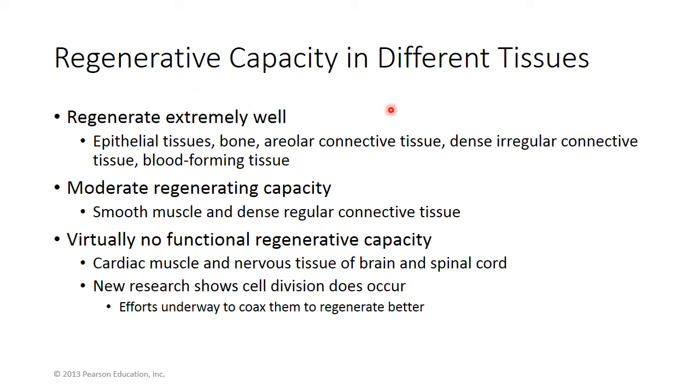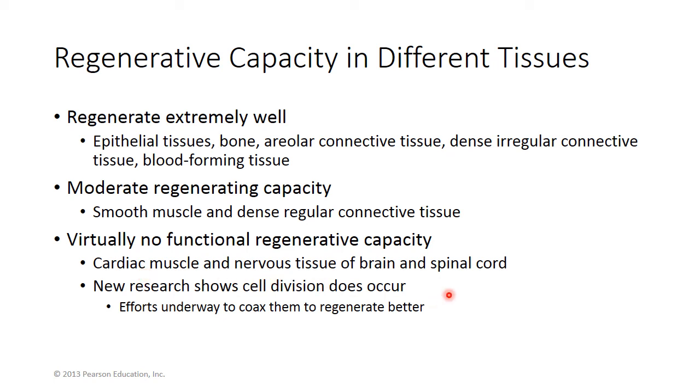So, regenerative capacity. Well, epithelial, bone, loose connective, areolar type of loose connective, dense irregular, and your blood forming tissue, they regenerate very, very well. And then moderate: smooth muscle, dense regular like a tendon, and also, it doesn't say in here, but cartilage as well. And then no regenerative capacity: heart muscle. See, if someone has a heart attack, that heart muscle is going to be replaced with scar tissue.